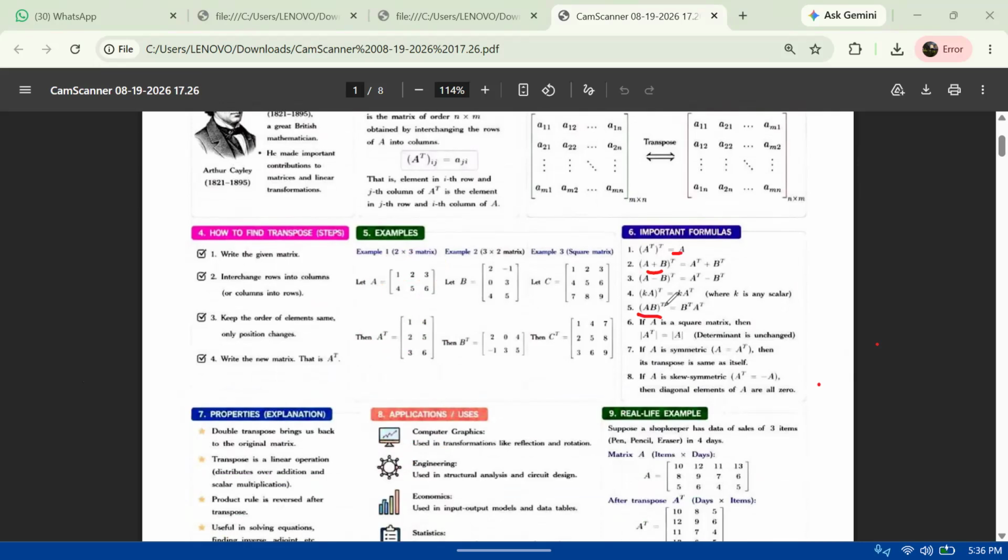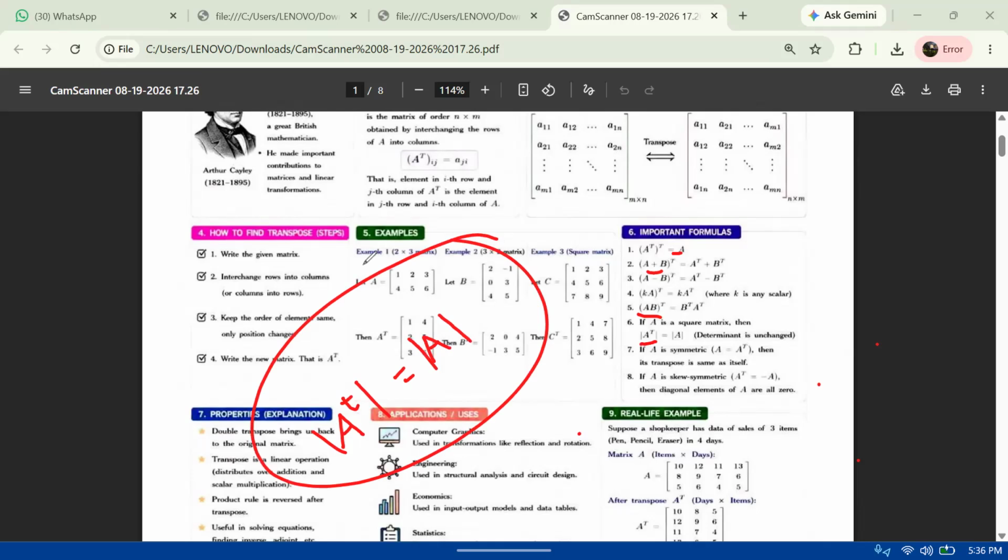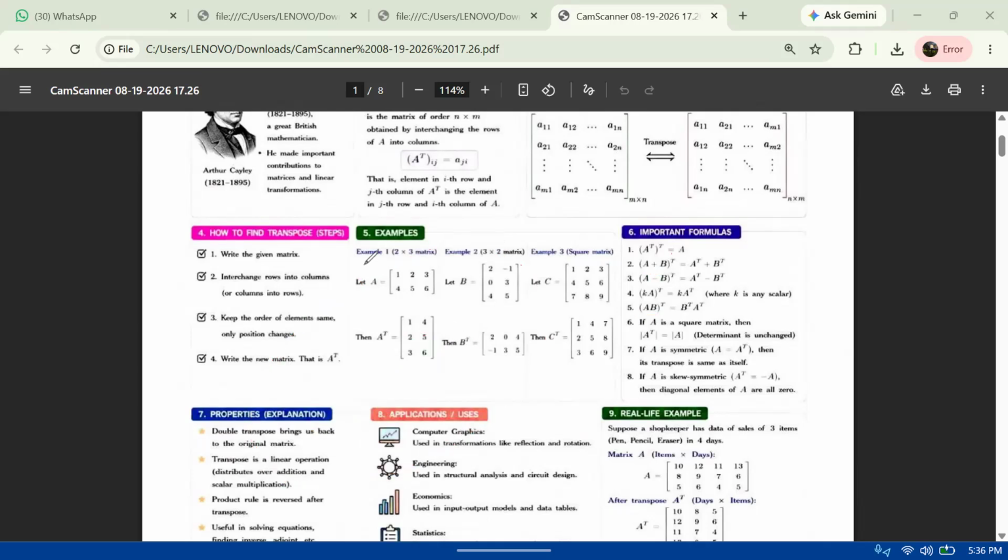And remember this one: the transpose of AB is equal to B transpose A transpose. And it says that the determinant of A transpose and the determinant of the matrix A are the same. And the next one is the symmetric property. If the A transpose gives you A, it's a symmetric matrix. If the A transpose gives you minus A, it is a skew-symmetric matrix.